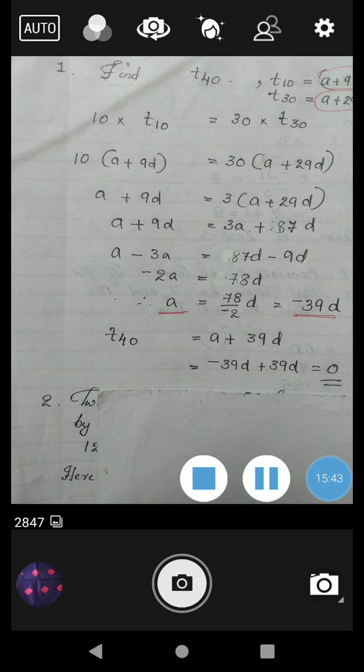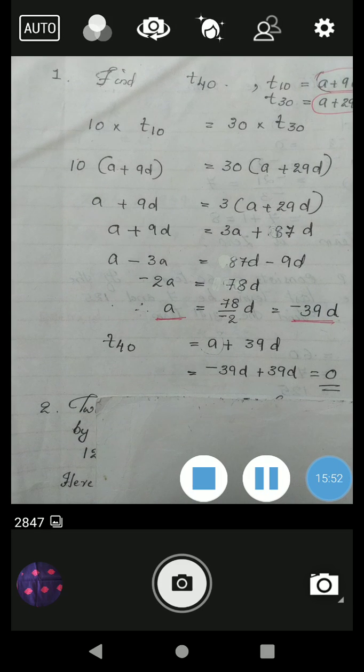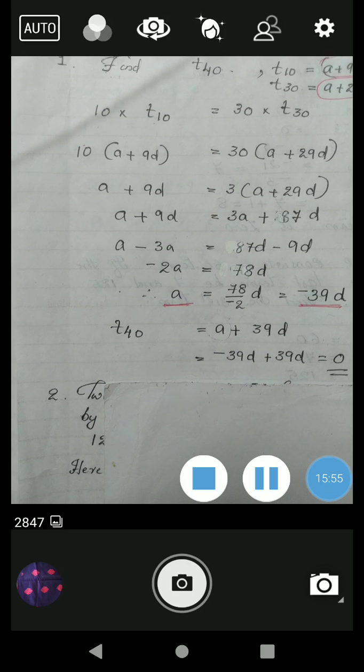If the question was to find T25 or T50, we could not find the answer. In this special question, we can find the answer. Okay. Now, question number 2.